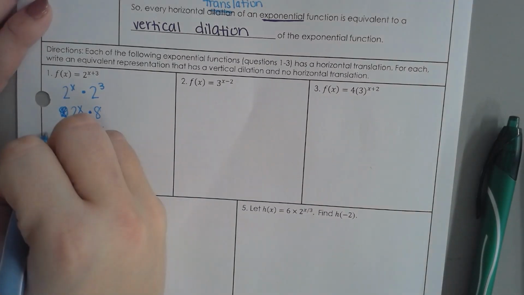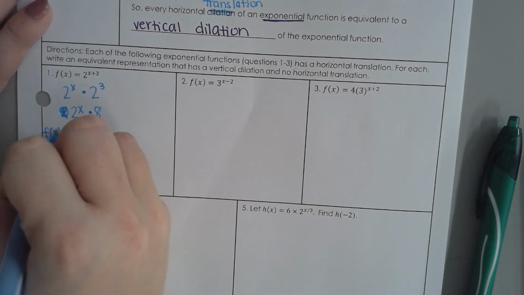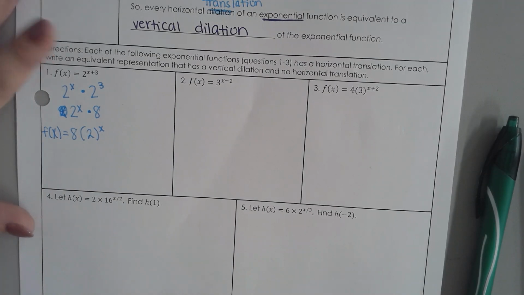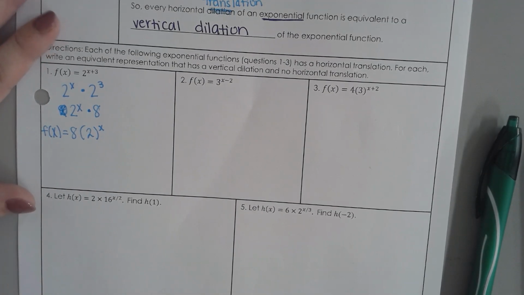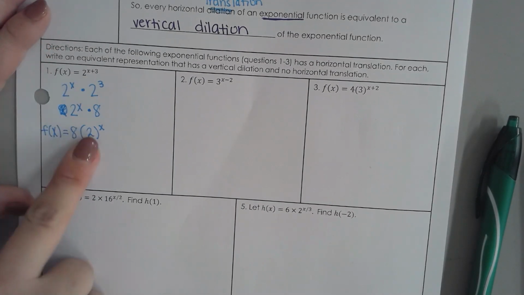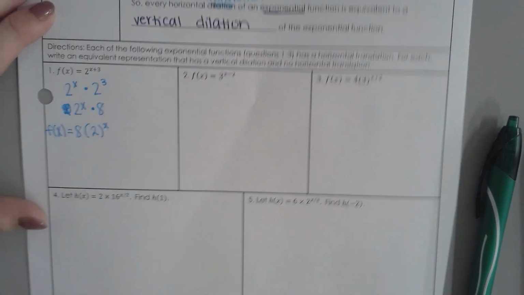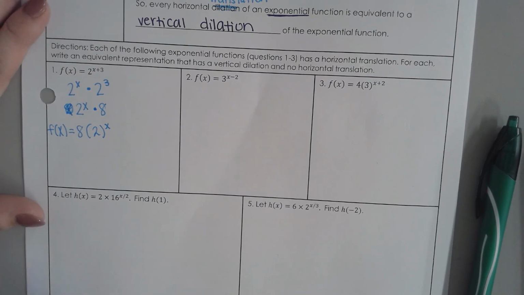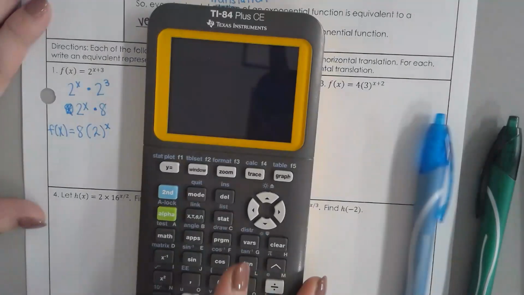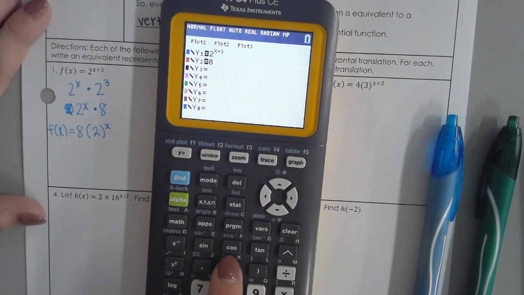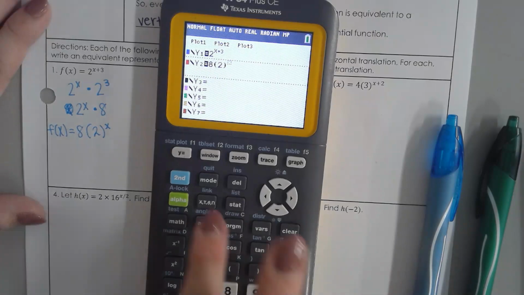So I'm going to put f of x equals. So those 2 functions are technically exactly the same. If I made a t-table and plotted all the points, my t-table would look exactly the same. Let's see. 2 to the x plus 3, 8 times 2 to the x.